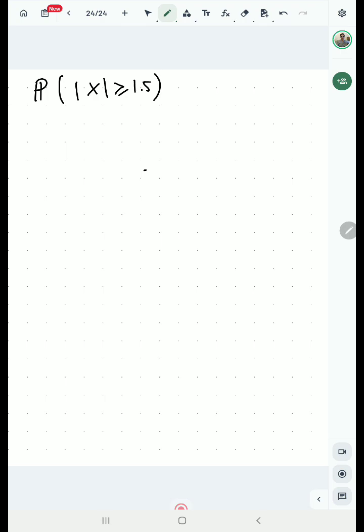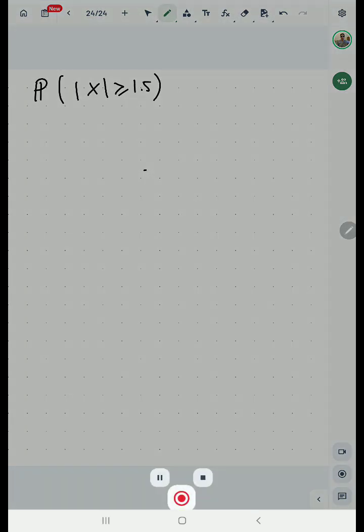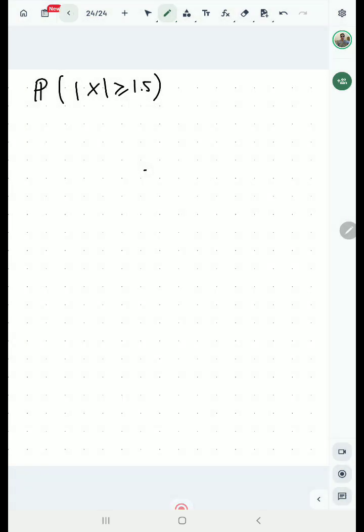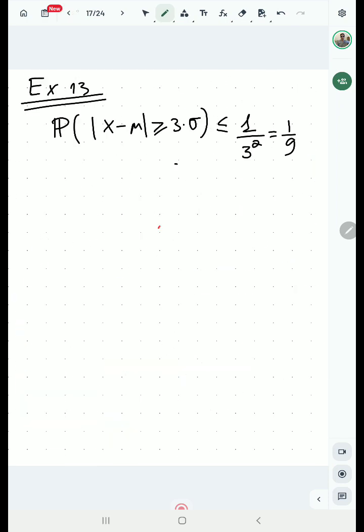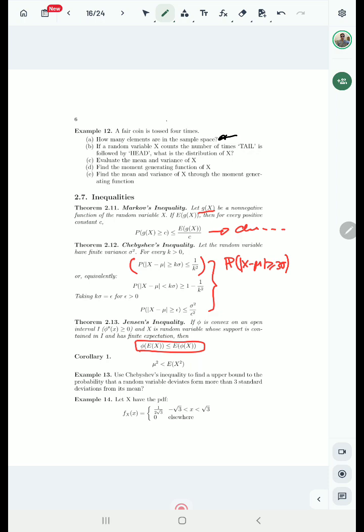Okay, for that we have to use Chebyshev's inequality. Let's see which one makes sense for us. Whenever |x minus mu| is greater than something, the upper bound is 1 over k squared. Okay, so again the same inequality is going to be used.